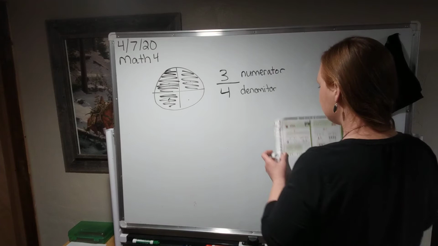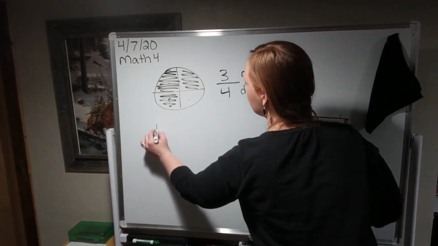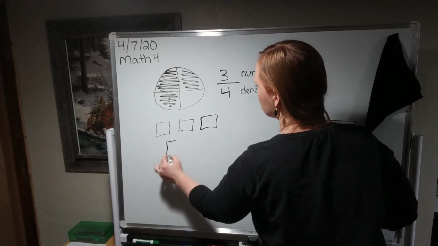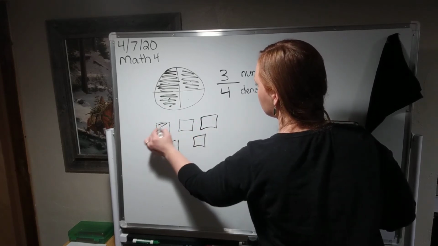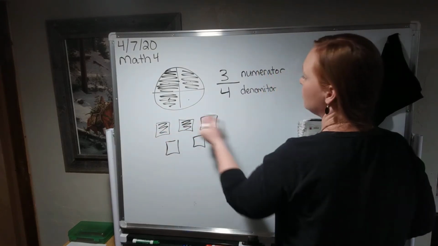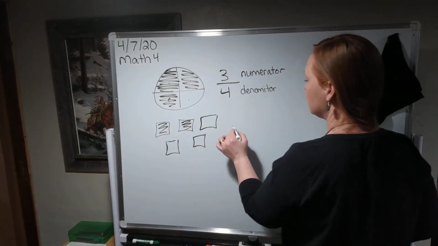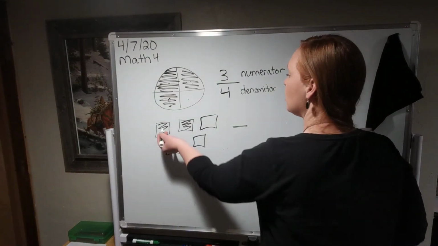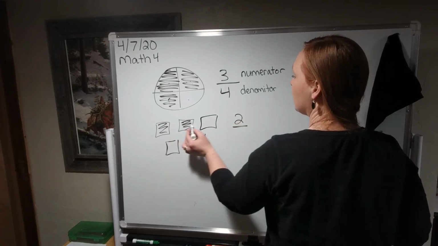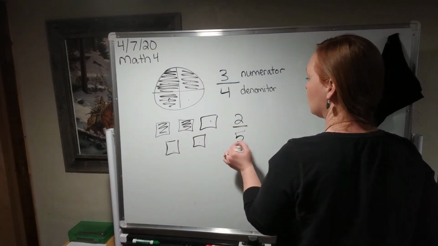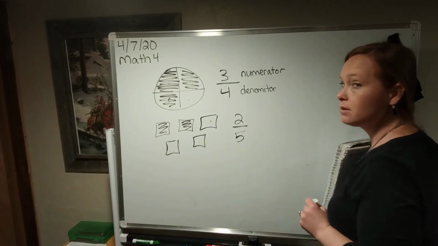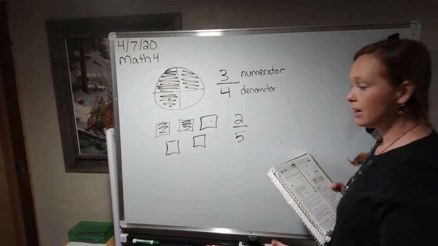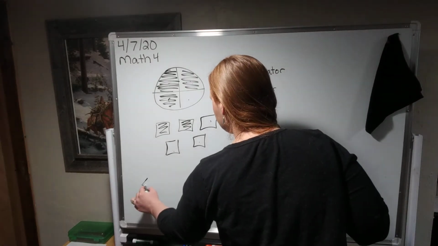Okay, so we can also look at a set of things. So if I was to look at this set and I said, let's write a fraction for how many are shaded in this set, I would say, well, 2 are shaded and I have 5 in all, so my fraction is 2/5. Okay?